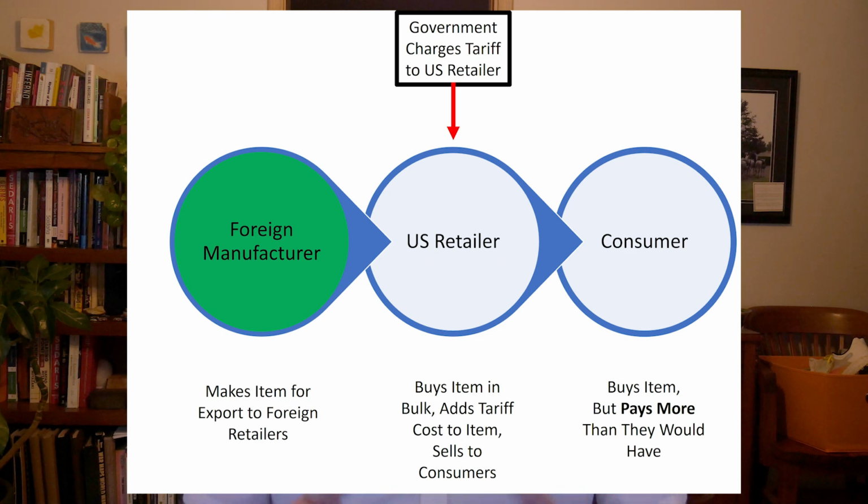Well, when the US retailer takes delivery, then they have to pay the tariff. Okay, that's one step in this that provides a bit of information. The foreign manufacturer is not paying the tariff. They're paying the price for the tariff eventually, but in the beginning, it's the US retailer that is bearing that burden. So what do they do? They're going to buy this item, and they're going to have to add in a cost to compensate themselves for the tariff amount.